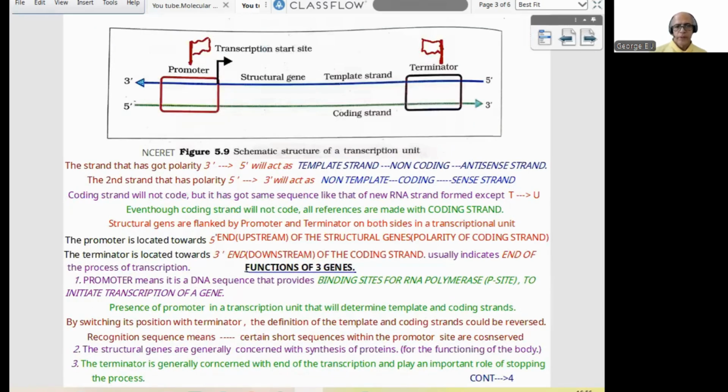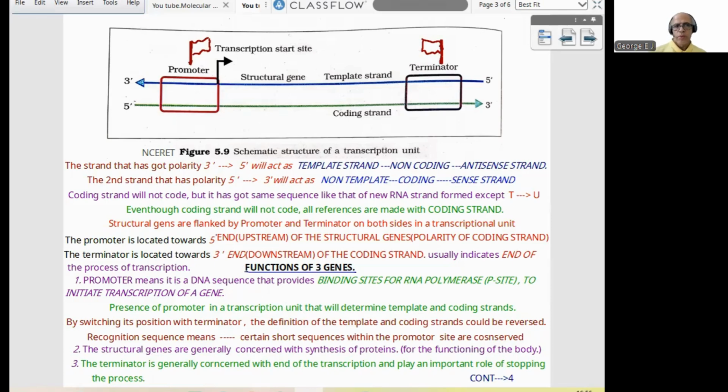Then the structure of it: template or non-coding or antisense strand, 3' to 5'. Then 5' to 3' will be the non-template or coding or sense strand. Coding strand will not code. The term came with reference to the coding strand due to the fact that the RNA formed will be exactly like the coding strand, in sequence and direction, except the thymine-uracil change. Now, functions of three genes. Before it, upstream and downstream.